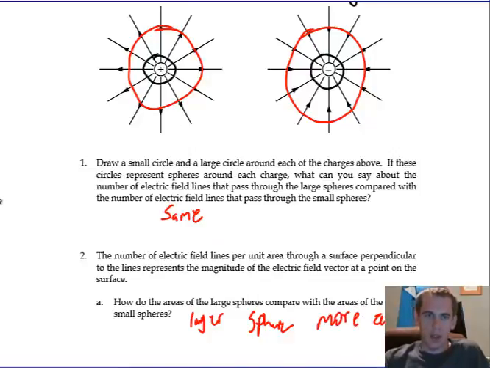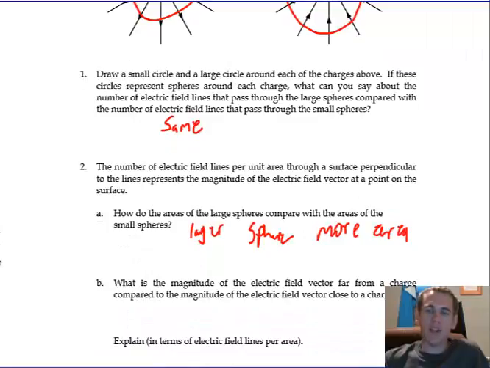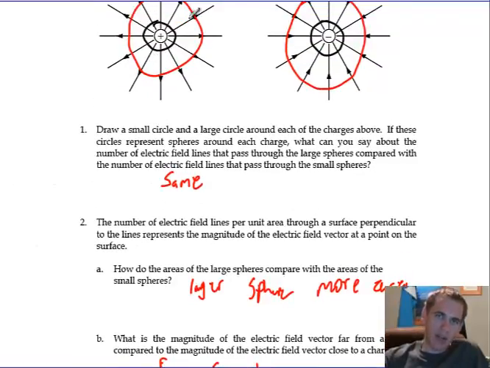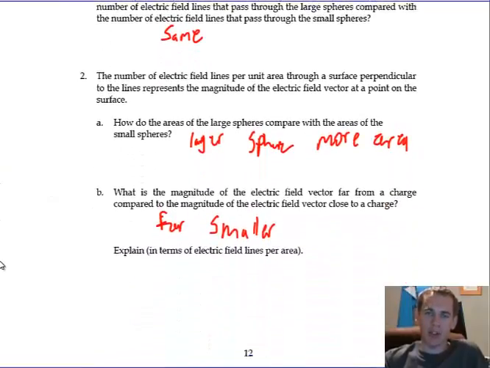Okay. And B, what is the magnitude of the electric field vector far from a charge compared to the magnitude of the electric field close to it? Far, it's smaller. If you think about this, it's because we have the same number of lines spread out over a much greater area. It's sort of like when you throw a rock out in the middle of a nice smooth pond and you get ripples. As the ripples move further from the source, they get smaller. Well, as the electric field gets further from the charge, it's less able to exert force.